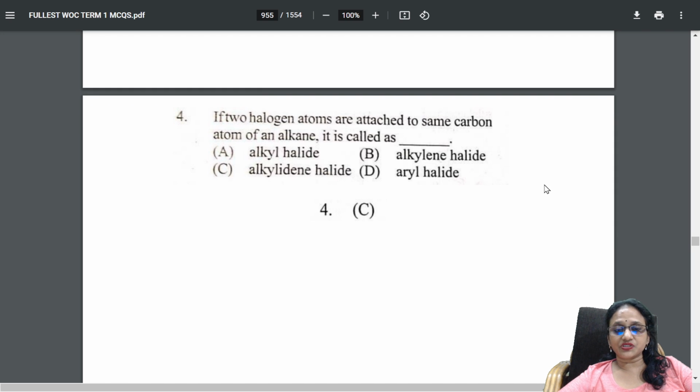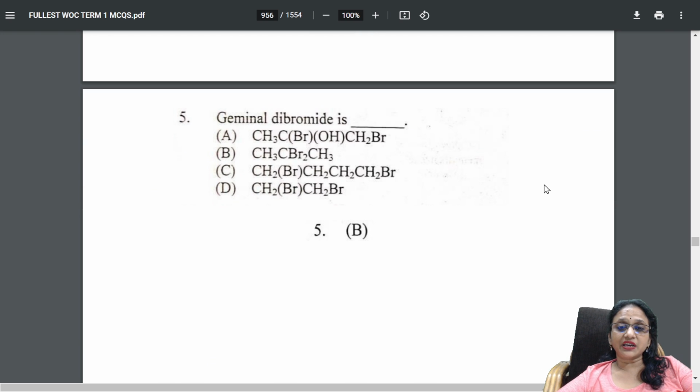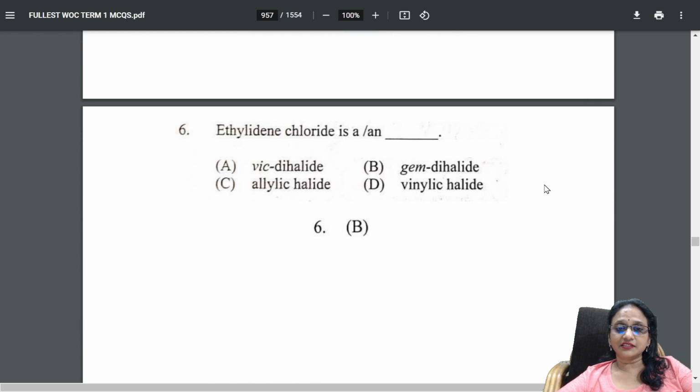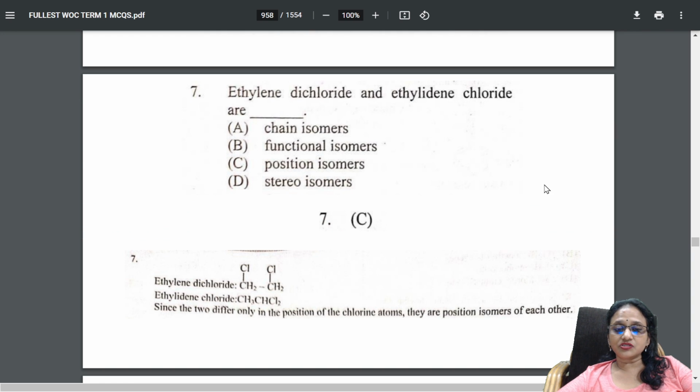There are different questions like this: what is alkadiene? What is alkyl halide? What is geminal? What is meant by ethylidene? Ethylene. Whatever the difference is, they're going to ask you immediately.